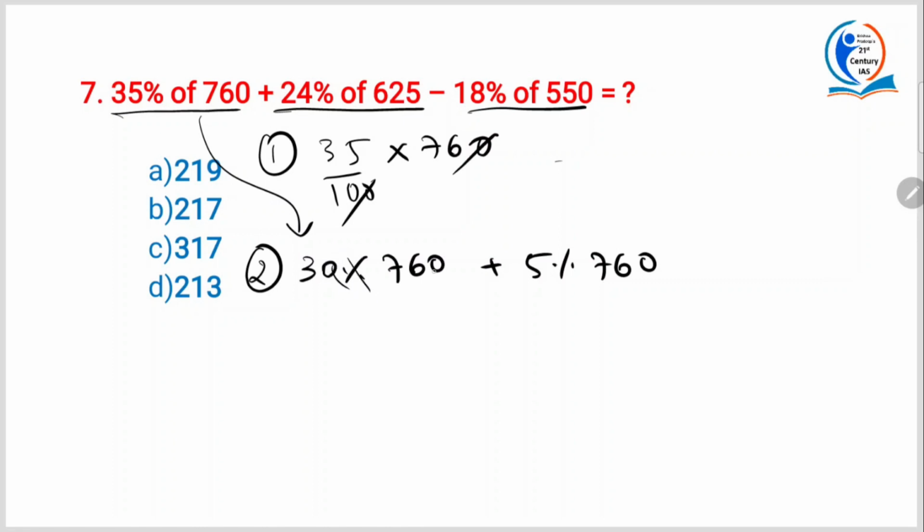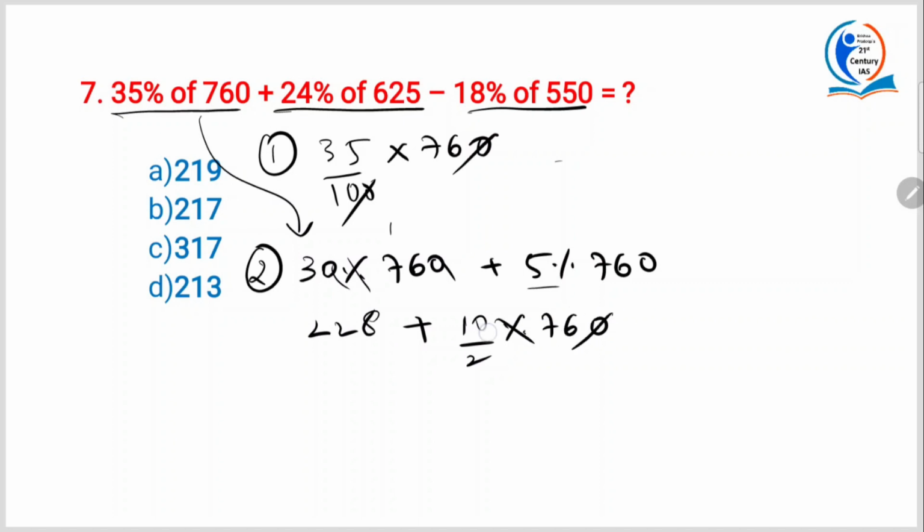So 1% and 2 zeros are gone. So 3 into 76 is how much? 3 6s are 18, 3 7s are 21 plus 1 is 22, so 228, plus 5% of 760. Now 5% again can be written as what? 10 by 2% into 760.